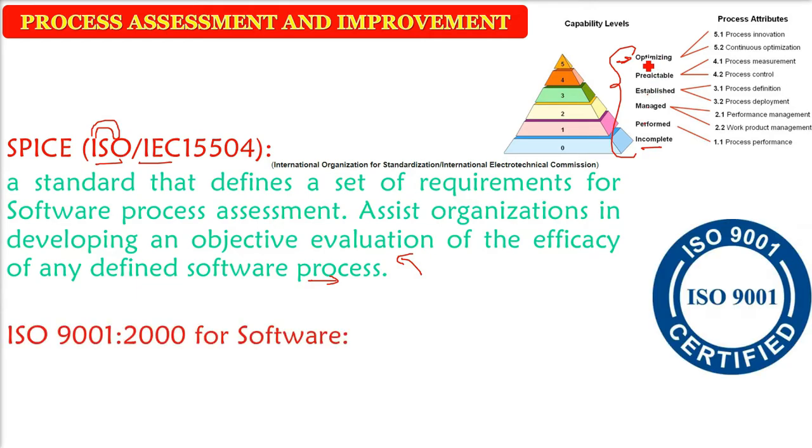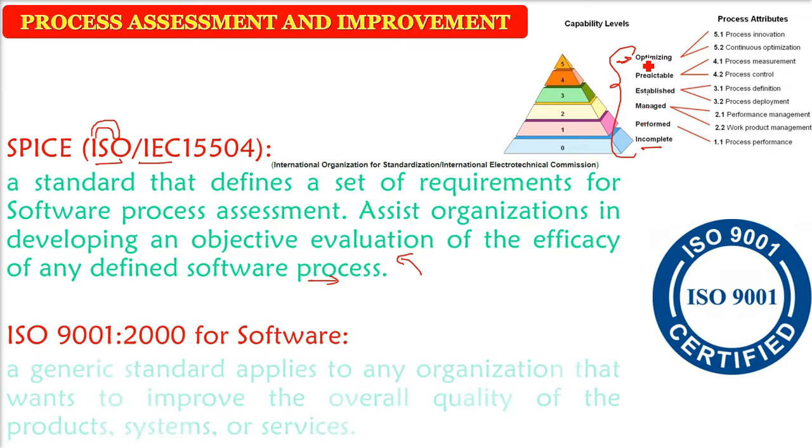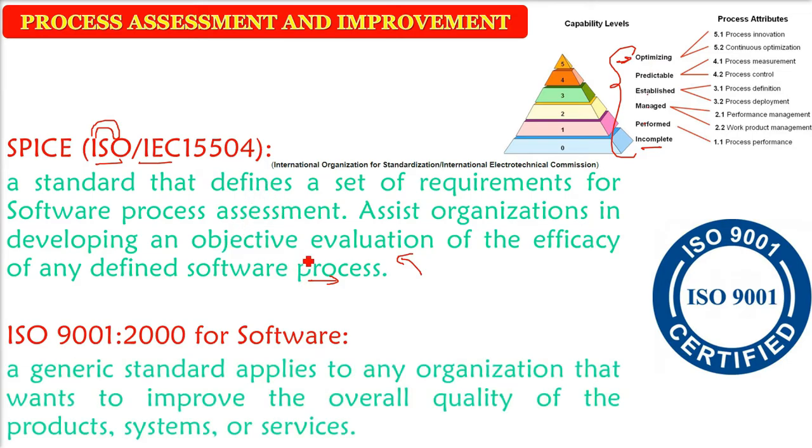Then we have ISO 9001:2000 for software. This is a very general, generic standard, and it applies to various organizations whosoever wants to improve the overall quality. It can be organizations producing some product, a system, or services. So this is all about improving the overall quality. ISO 9001:2000 is also changing. The number may be different, 9001:2020 like this.